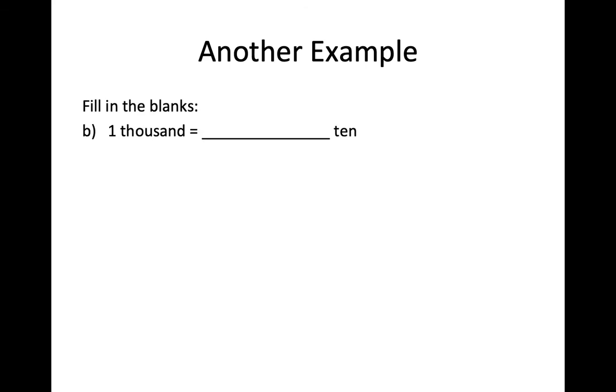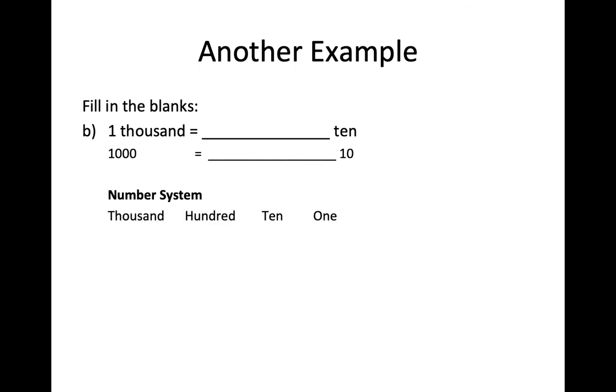So 1000 equals to blank times 10. So 1000 if you write here according to number system, so 1000 will be 1 and three 0s. So if number is still here, it's 100. After 100 it's going to be 1000. So 1000 will be 1000.